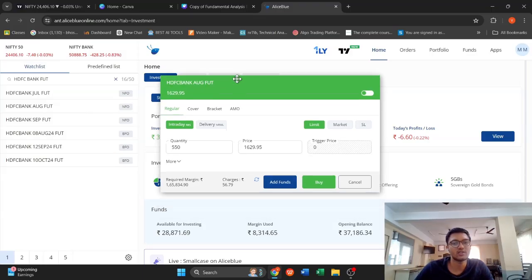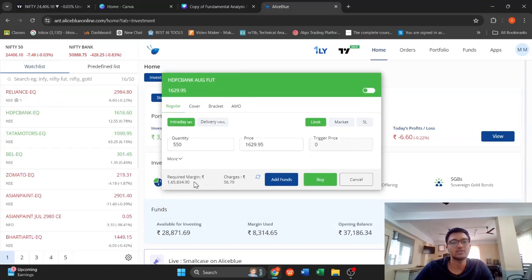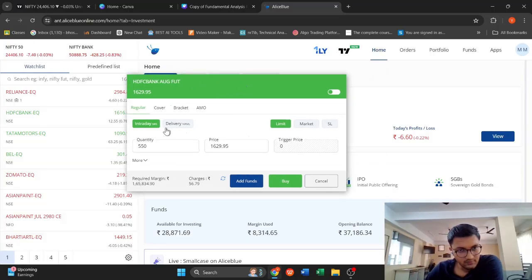How much margin it is taking, you can just see here. It is taking a margin of around 1,65,000, and the quantity for this particular trade is fixed. So you want the future contract. Let me just make it this. I don't want it on an intraday basis. I want it on a delivery basis. So you see that the margin requirement will be the same.